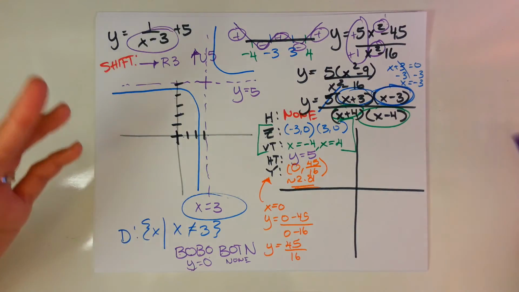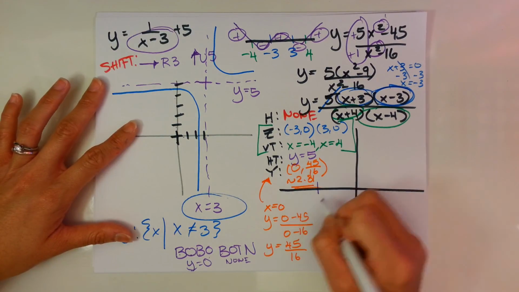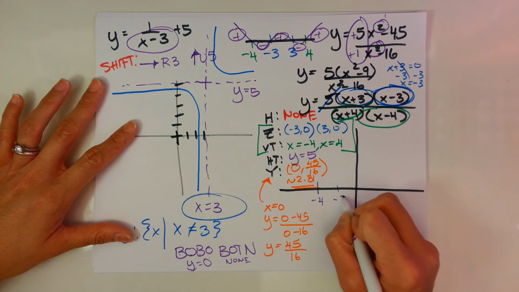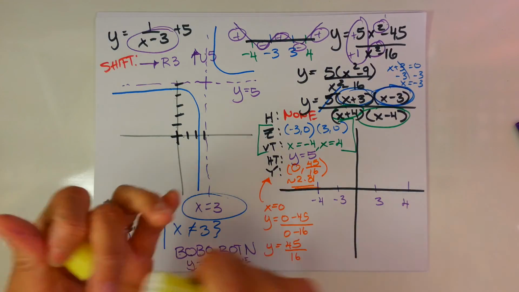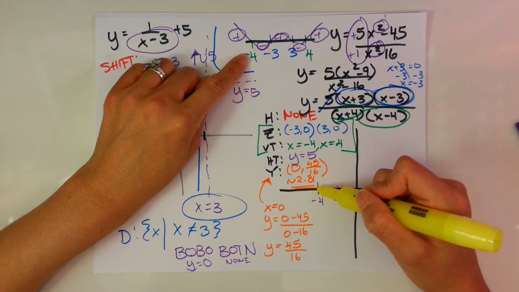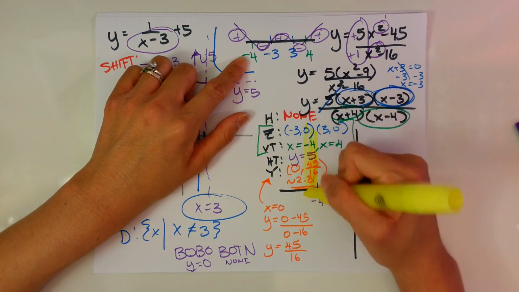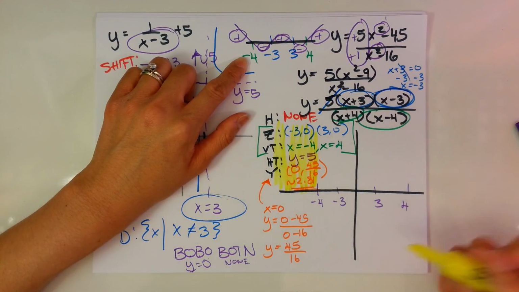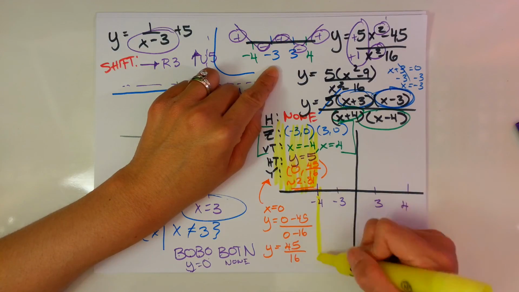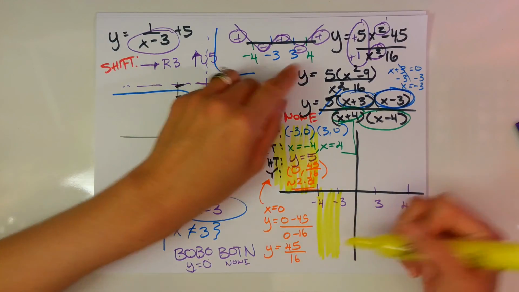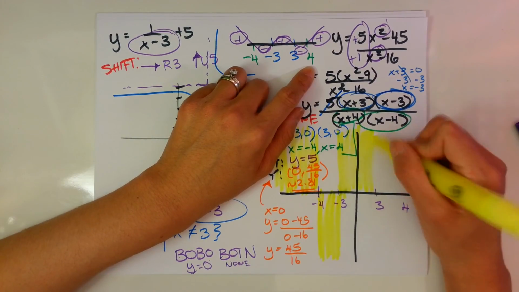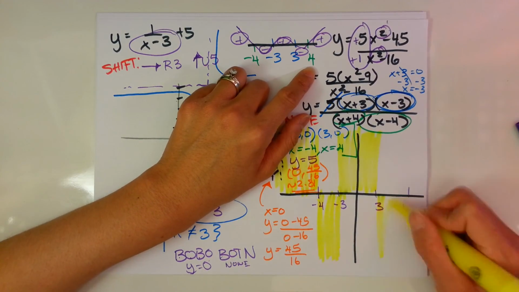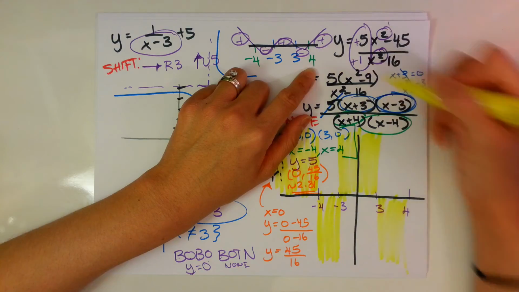So if you follow my advice to go ahead and shade first before you put in your structures, then you're going to go to -4, and above -4 you're going to shade. Between -4 and -3 it's going to be below. Between -3 and 3, be careful, it goes all the way to 3. Across that 0 it's going to be above, then below, and then above again.